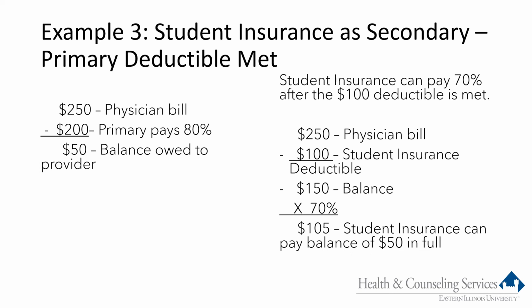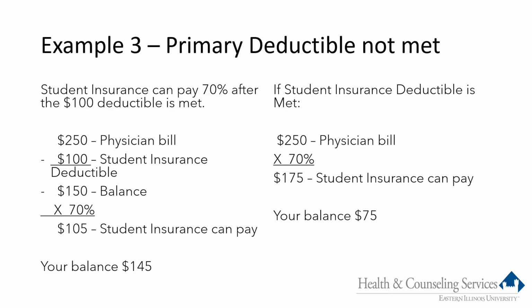the balance in full. These examples show the student insurance payment if the primary deductible was not met. In each case, you see the $250 physician bill. The first column is the same math we saw on the prior slide, which explains the student insurance could pay $105. This would leave you a balance of $145 rather than $250 if your deductible had not been met or if you only had student insurance as your primary.